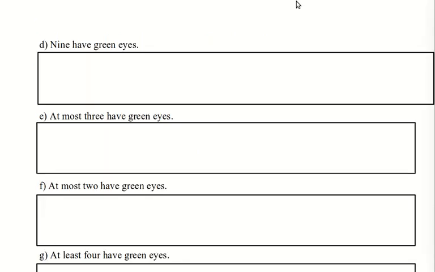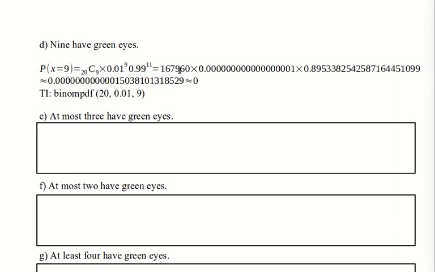The next question asks us to find the probability that 9 have green eyes. Having green eyes is very rare, and 9 is about half of the sample size, 20. So I'm concerned that this is a kind of silly question, not something that would happen very often. So let's go through and do this. We're interested in finding the probability that the random variable is exactly 9. So we're going to say 20 choose 9 times 0.01 to the 9th power times 0.99 to the 11th power.